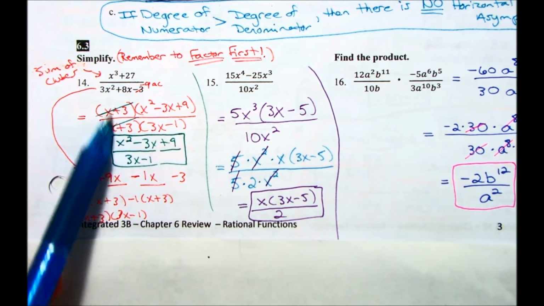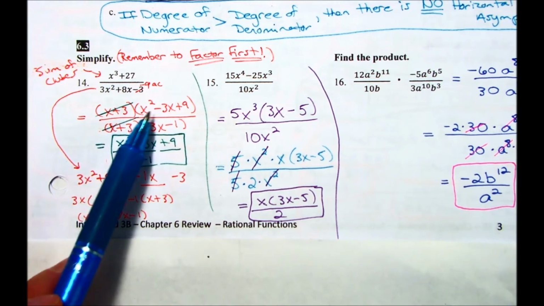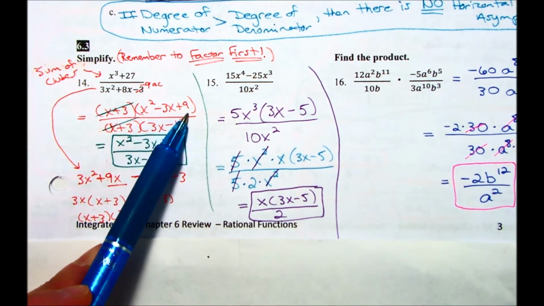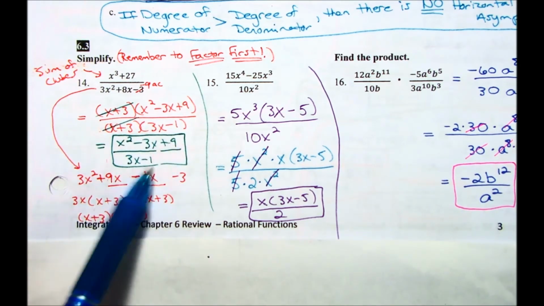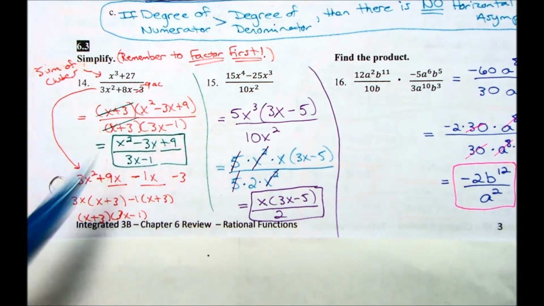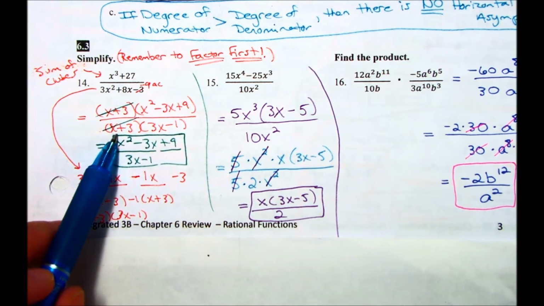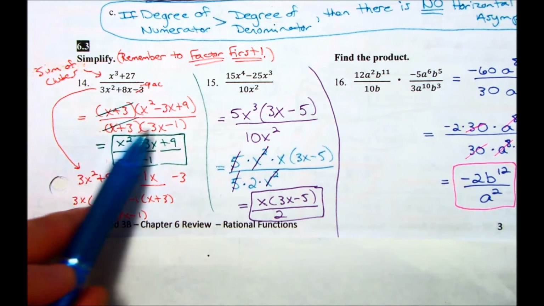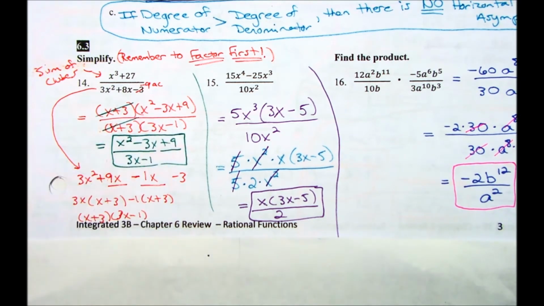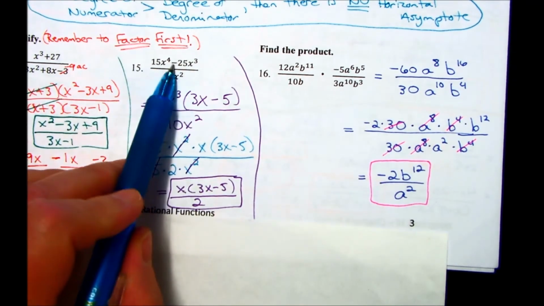So the only thing we can reduce is the x plus 3's, which will then give us x squared minus 3x plus 9 over 3x minus 1. Now, if you were asked to state your domain or your undefined values, you would say x cannot equal -3, and a positive 1/3.